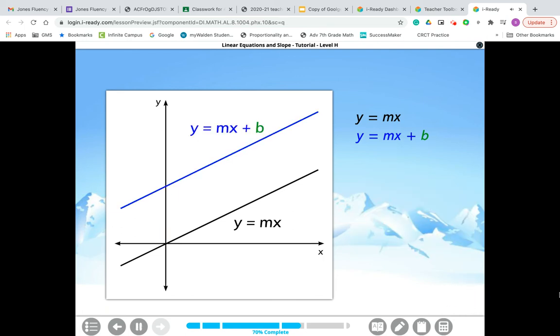Exactly. Actually, even lines through the origin can be written in y equals mx plus b form. The value of b is just equal to 0. We just usually don't write it. So that means that y equals mx is just a special case of y equals mx plus b. Exactly. Okay, so that is pretty cool.